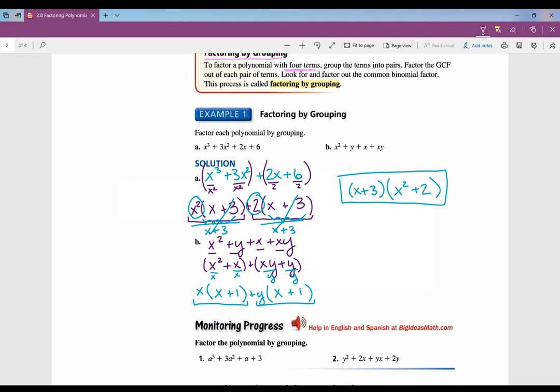So what do they have in common? X plus 1, right? They both have an x plus 1 term. So we're going to pull that out front. And if we pull out x plus 1, remember that means we're dividing. So what would be left? Well, our x plus 1's cancel. So we have an x. Again, x plus 1 cancels. So we're just left with y. So this one factored is going to be x plus 1 times x plus y.